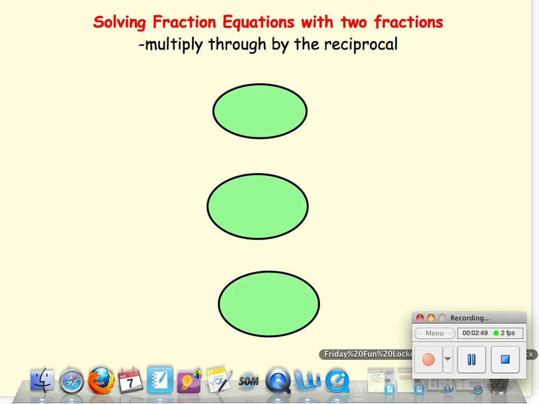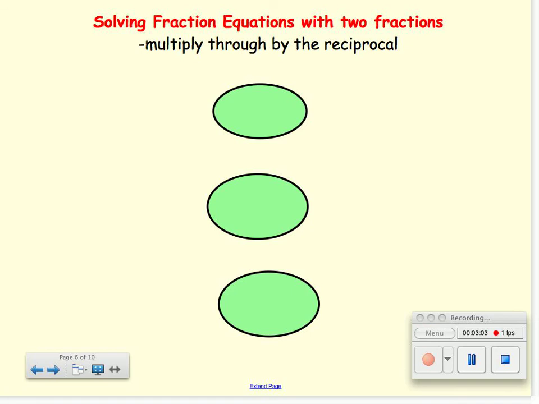All right, now we're going to start something a little more different. We might get something where we get 2 fractions on both sides, and it looks really intimidating. But again, we just do the same thing that we have done before. We just multiply both sides by the reciprocal. So when I have something like this, 1/4 x equals 7/8, my strategy is to multiply both sides by 4 over 1.